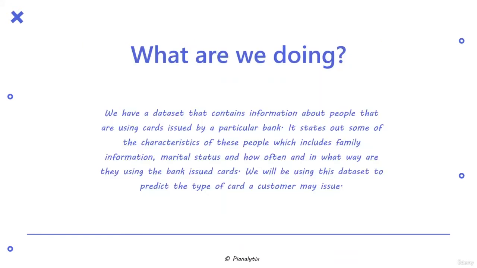First, let's understand what we are trying to do here. We have a dataset that contains information about people that are using cards issued by a particular bank. Now I won't name the bank, but from its data, it states some of the characteristics of these people, which includes family information, maybe marital status, and how often and in what way they are using the bank issued cards. Now, we will be using this dataset to predict the type of card a customer may issue.